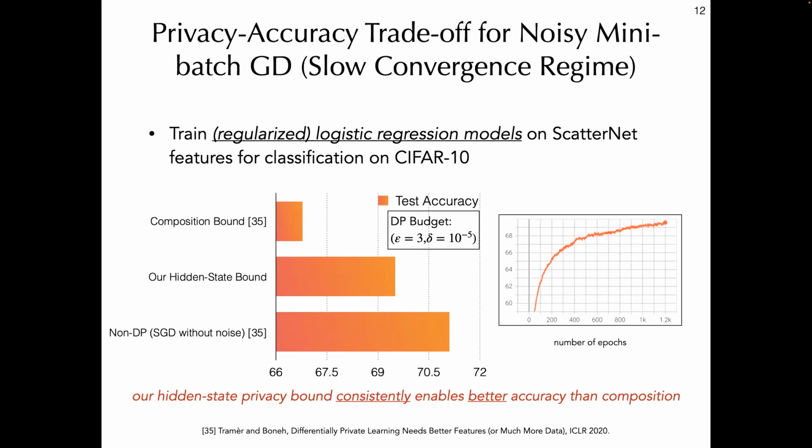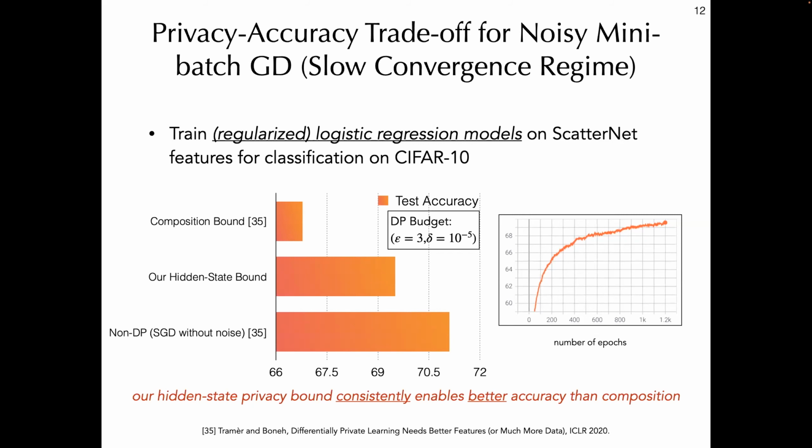And this gain is because, if we observe the training process, the training process converges very slowly and the optimal test accuracy is not reached even after 1,000 epochs. And this gives our privacy bound a gain because it is converging at a larger number of epochs, while the composition-based bound only allows for training a limited number of epochs under a differential privacy budget.